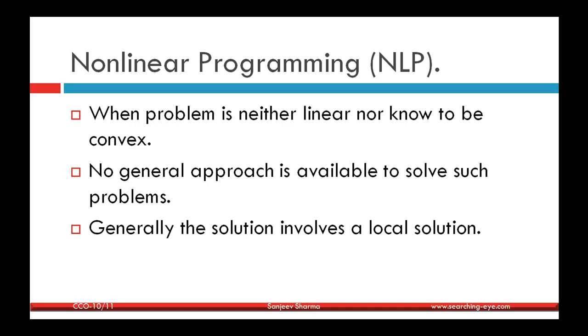When the problem is neither a linear problem nor known to be convex, it is known as a general non-linear programming problem. In general, there is no available approach to solve such problems like we have for convex programs, linear programs, and least squares. And in general, the solution involves a local optimization, or we can say the solution is a local optimum solution.